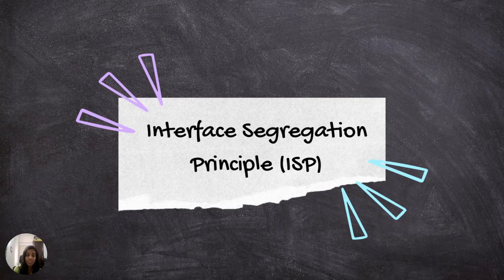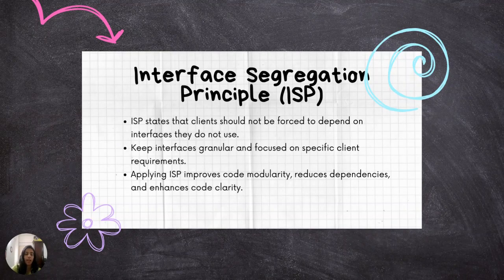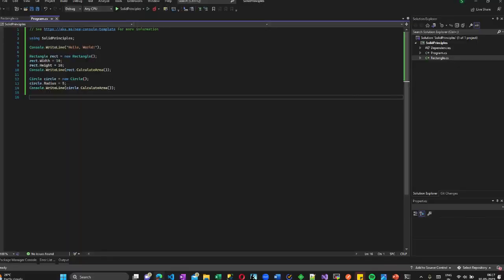The fourth principle in the list, the I, stands for Interface Segregation Principle, where it states that the client should not be forced to depend on the interfaces that they do not use. Keep interfaces granular and focused on specific client requirements. Applying ISP provides modularity, reduces dependency, and enhances the code clarity. Now, let us create an example to demonstrate this.